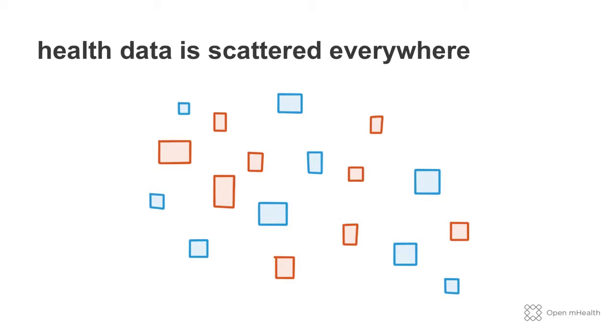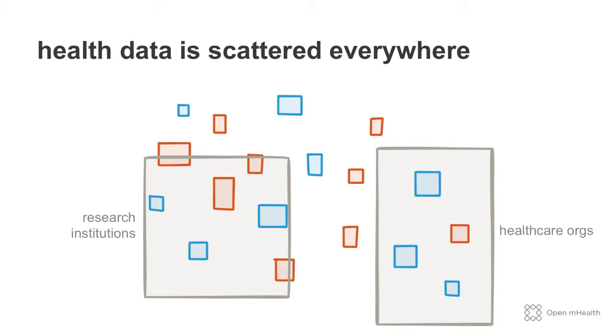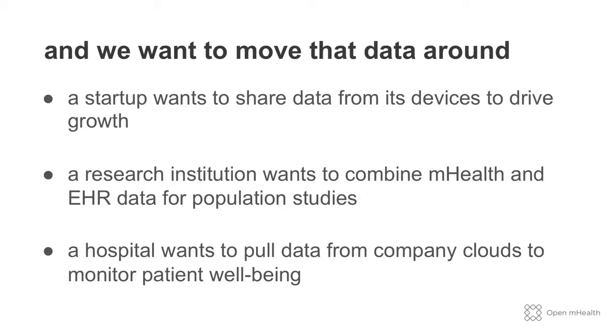So, health data, as all of you I'm sure know, is scattered absolutely everywhere. We have healthcare organizations who are generating data into their EHRs. We have research institutions who are running studies and surveys and putting that into their systems. Then we have company clouds and devices. So the phone in your pocket knows what time you woke up and how far you walked today. Fitbit is tracking your runs. And all this information is everywhere. And interoperability means moving this data around.